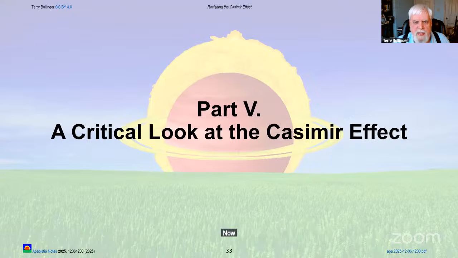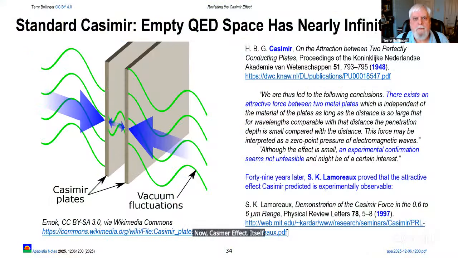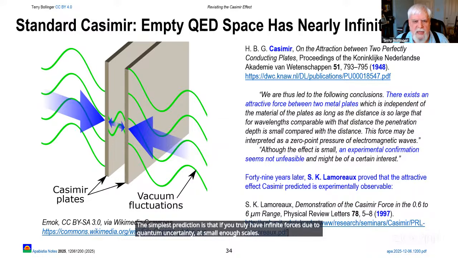Now, Casimir effect itself. Standard Casimir, empty space has nearly infinite energy. This is what Feynman complained about his own theory. He said, wow, this doesn't seem quite right. It's hard to balance it out. People have struggled. The simplest prediction is that if you truly have infinite forces due to quantum uncertainty at small enough scales, you should have either infinite negative density or infinite positive density of empty space, and the whole universe collapses. And the balancing point between those two is so unbelievably thin.